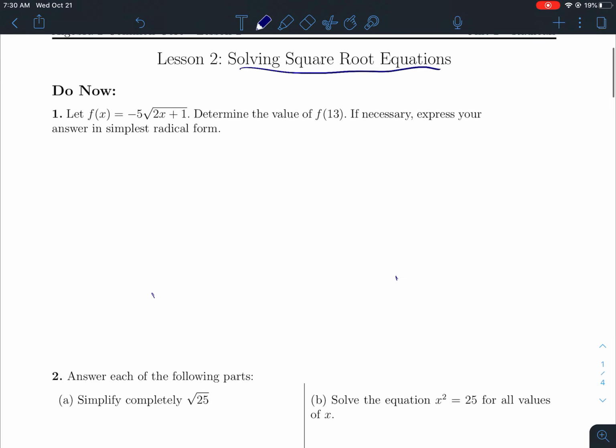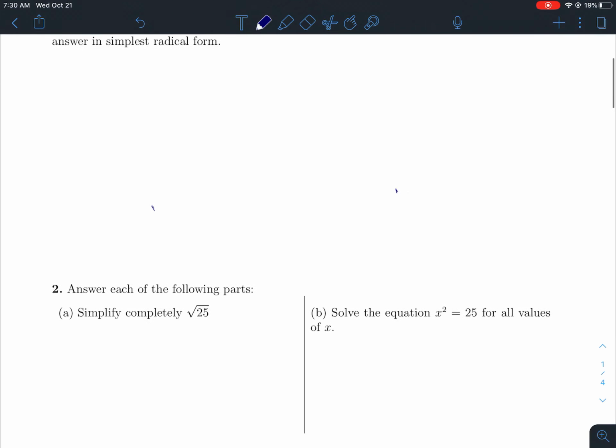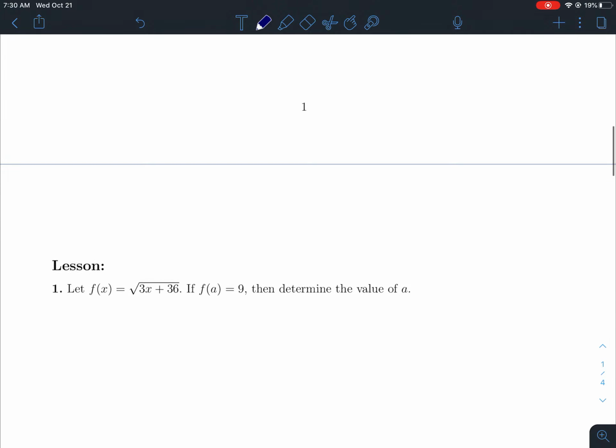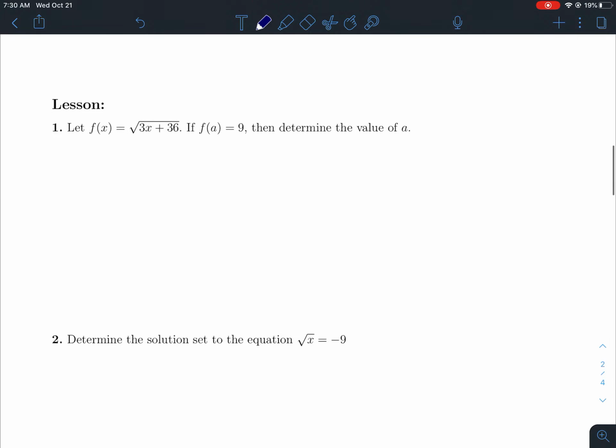So we went over the do now as a class, so we're skipping that slide, and then we're going to head over here to the lesson problems. Let f of x equal the square root of 3x plus 36. If f of a is equal to 9, then determine the value of a. Alright, cool, so here we go.